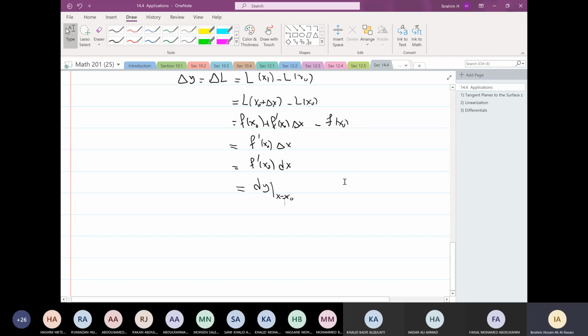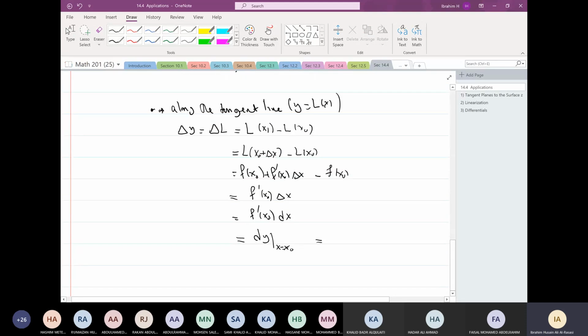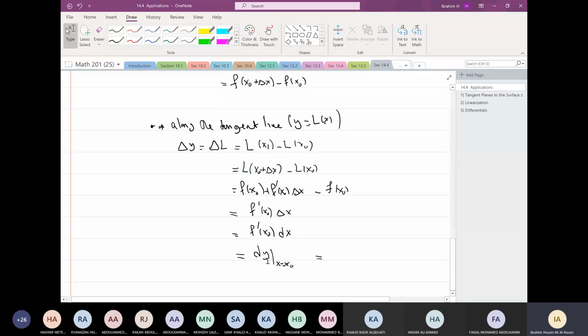So what is the conclusion here? What is the geometric meaning of dy, the differential? It is the change in y along the tangent line. This is the geometric meaning of the differential dy.